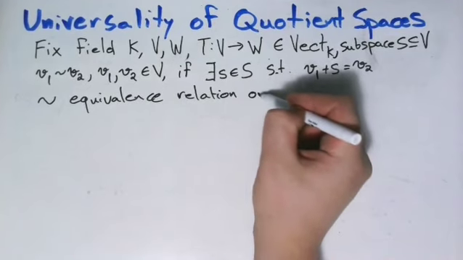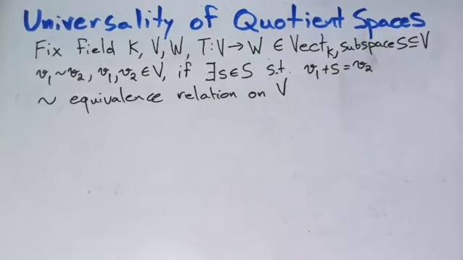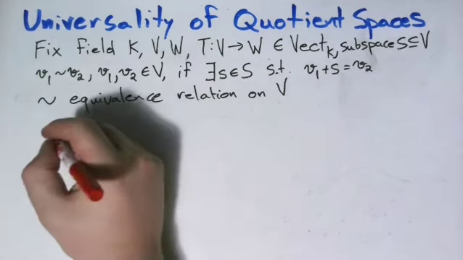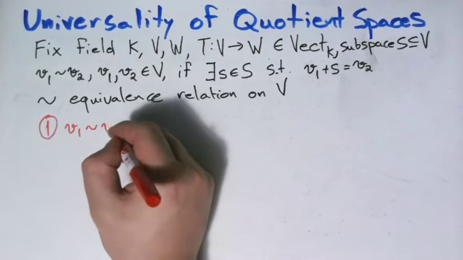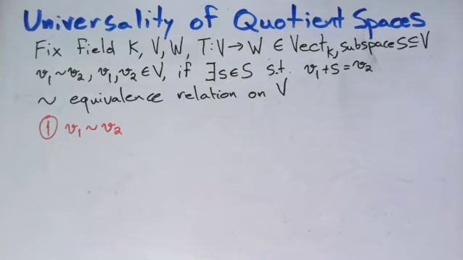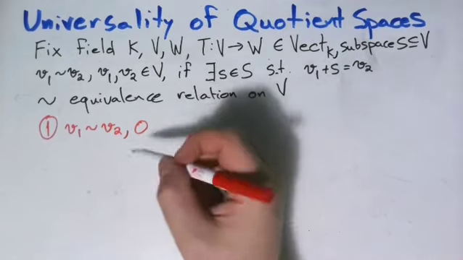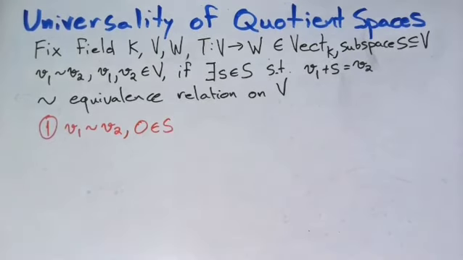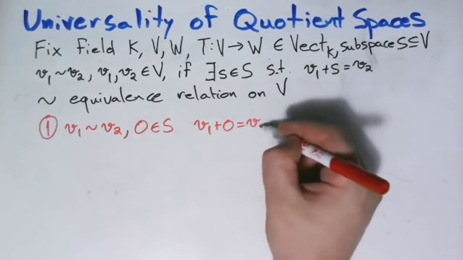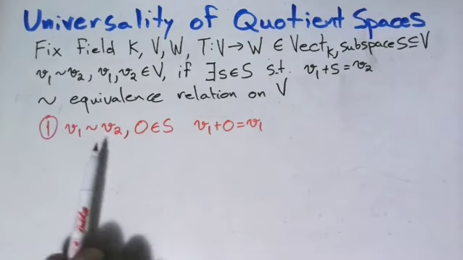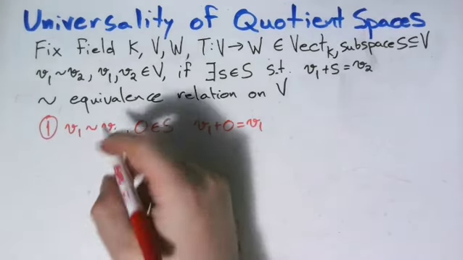How do we know that? Well, what do we need to have an equivalence relation? It needs to be reflexive, symmetric, and transitive. So let's prove that. So first, we need to have that v1 is always related to v1 by tilde. But that's the case because if S is a subspace, then 0 is in S, right? Because it's always in any subspace. So v1 plus 0 equals v1, and that's the formula we need. v1 is related to, obviously, v1.